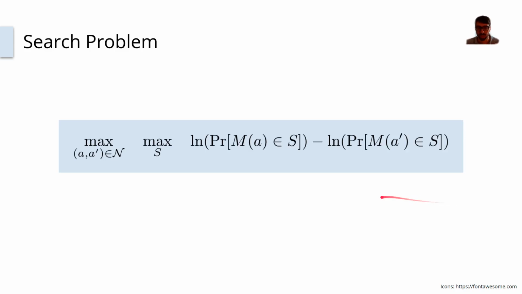So this results in a search problem for differential distinguishability. Namely, we want to maximize this term by as much as possible. And in order to do this, we can maximize over possible neighboring inputs A and A prime and possible attacks S. And the higher this value is, the higher is the differential distinguishability of our mechanism M.